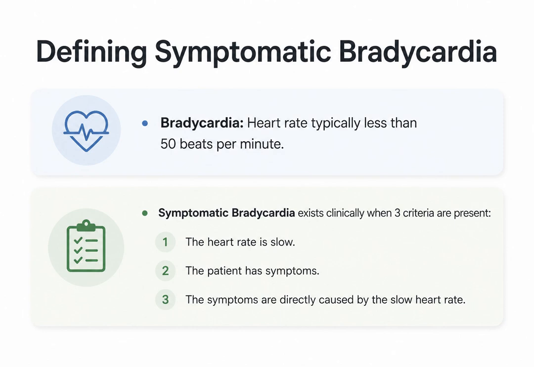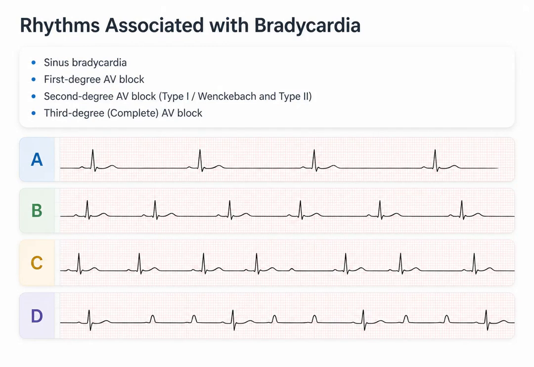We focus on symptomatic bradycardia, which exists clinically only when 3 specific criteria are met. The heart rate is slow, the patient has symptoms, and crucially, those symptoms are actually caused by the slow heart rate, rather than another underlying illness. Several rhythms can present as bradycardia. These include sinus bradycardia, first-degree AV block, second-degree AV block types 1 and 2, and third-degree or complete AV block. Recognizing the specific type of AV block is an important secondary goal, because complete AV block is the most likely to cause cardiovascular collapse and require immediate pacing.